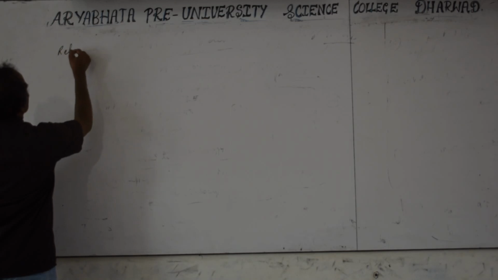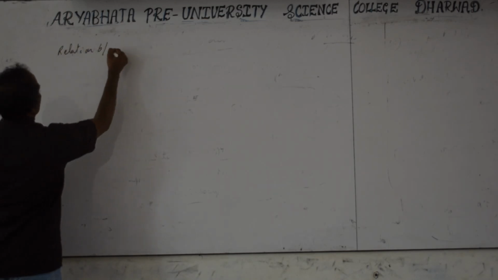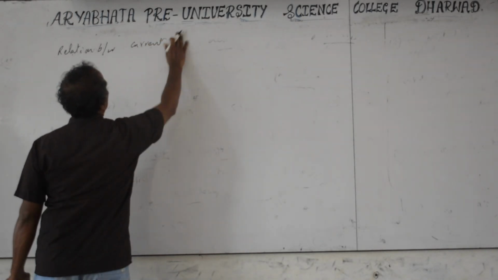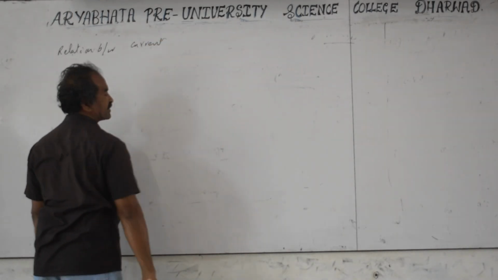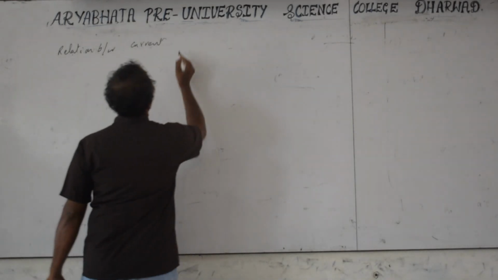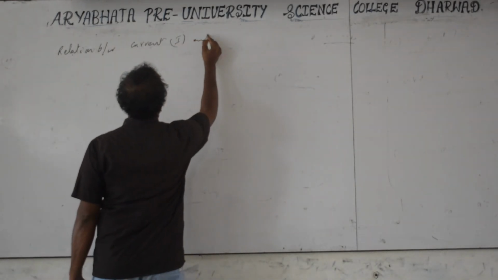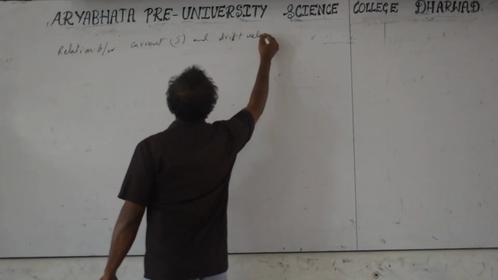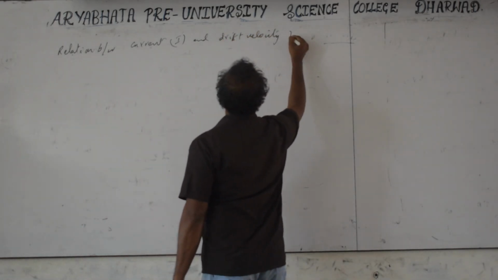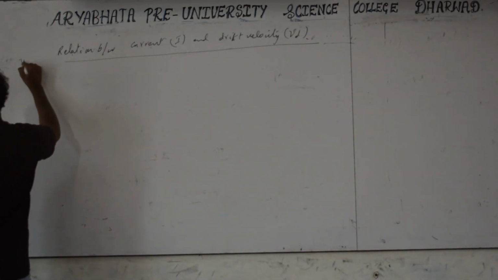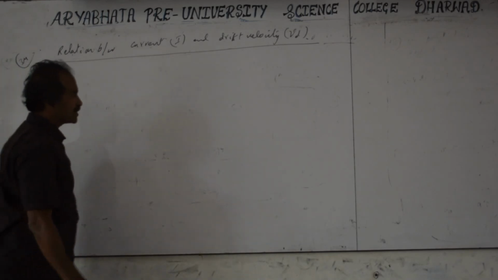Next is the relation between current, meaning conventional current, and drift velocity. Please always remember, current simply mentioned means conventional current only, always opposite to electron flow. Current I and drift velocity Vd. This is important for 3 marks questions, very important.